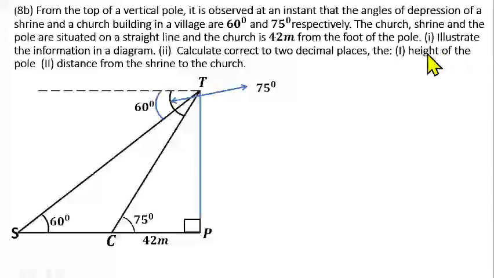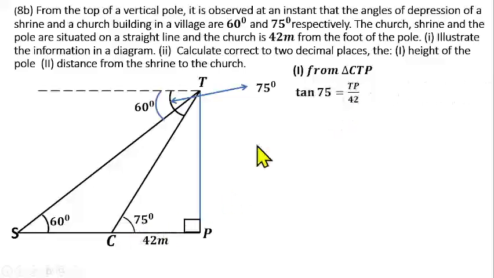Then we have to find the height of the pole, which is side PT. So we can use the small triangle, TCP, to find this height, because in that triangle we have an angle given and a side which is 42 meters. What is the relation between this angle 75 degrees, this side and this side? You use opposite over adjacent, which is tan. So from triangle TCP, tan 75 degrees is opposite, which is TP, over 42.